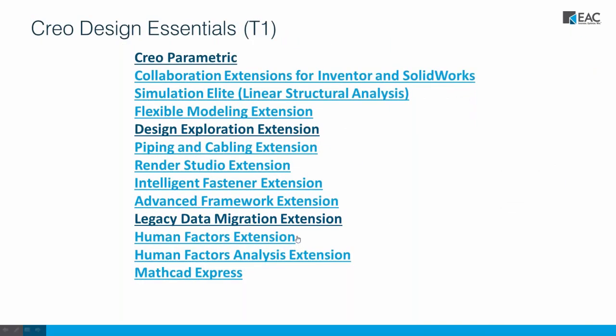Then we have the human factors extension, obviously being able to take a variety of different scales of human beings based on 50th percentile, 100th percentile, and then also the human factors analysis extension, which allows us to say we've got a 50th percentile Italian woman carrying a 30-pound box 50 feet. Can she do that 35 times a day?